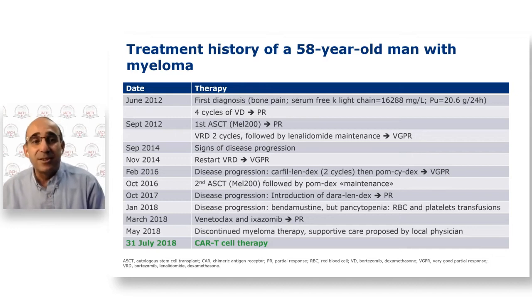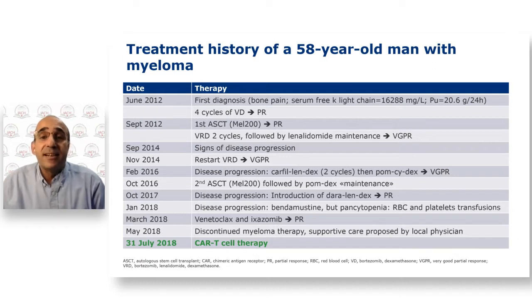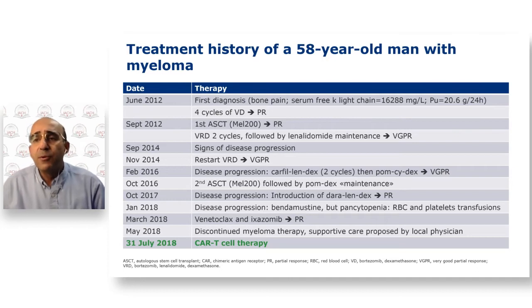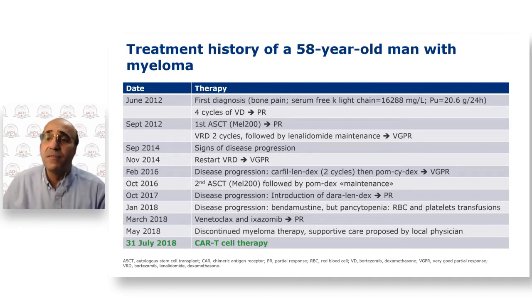His story started in June 2012. This is free kappa light chain myeloma. At this time, the standard induction was VD, bortezomib dexamethasone. He received an auto with MEL200, achieved PR, and then consolidated with VRD, achieved the VGPR. And actually, in 2012, there was no recommendation to give LEN maintenance, so he didn't receive maintenance.